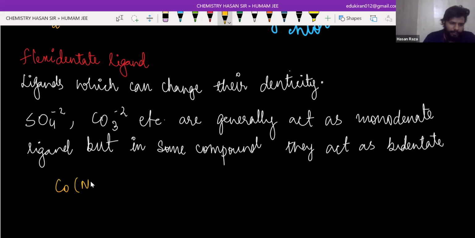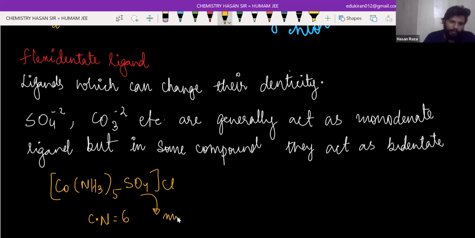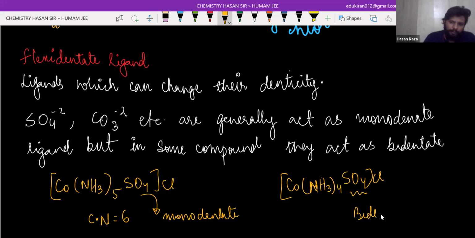We can take the example Co(NH3)5 SO4. Here the coordination number is 6, which means it is acting as monodentate. And in Co(NH3)4 SO4 Cl, here it is acting as bidentate. Is that clear?